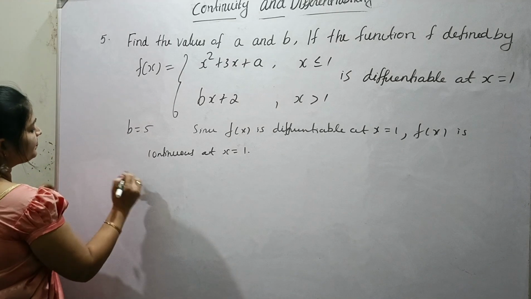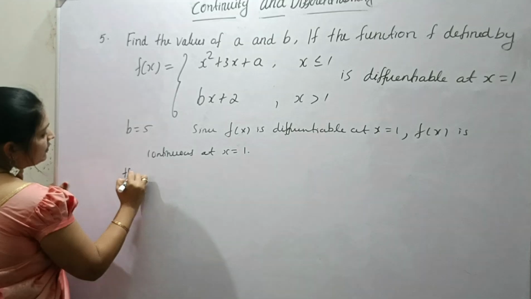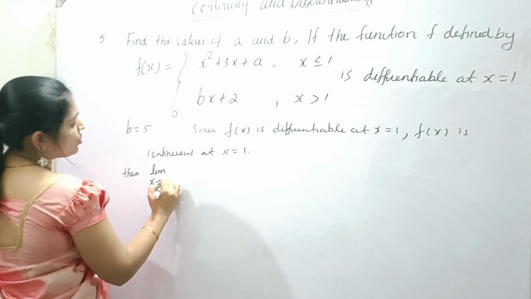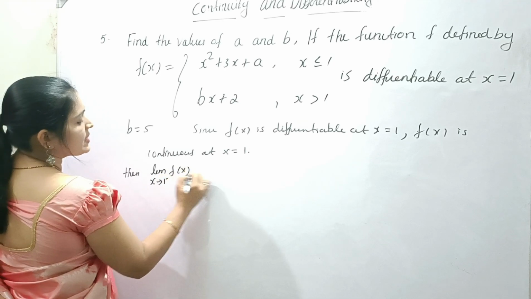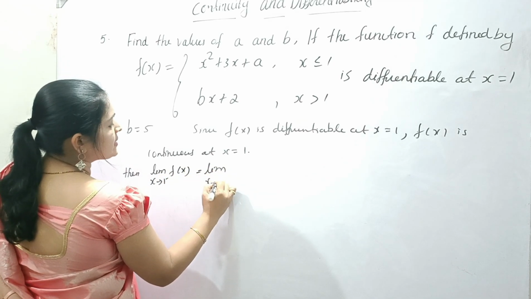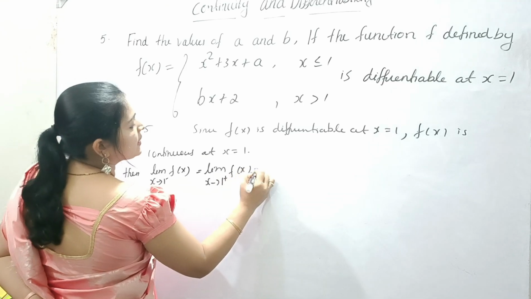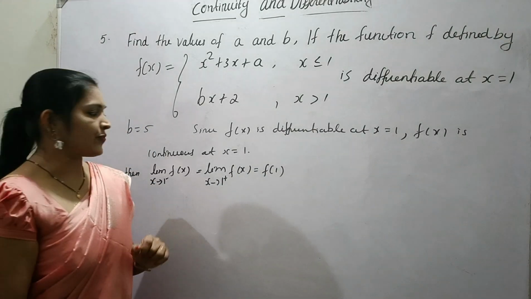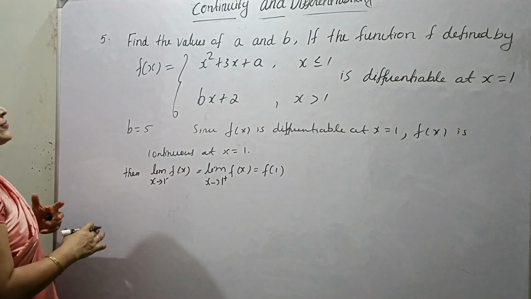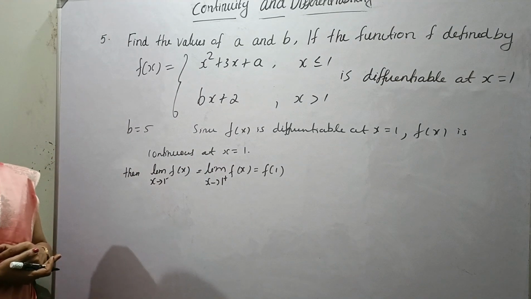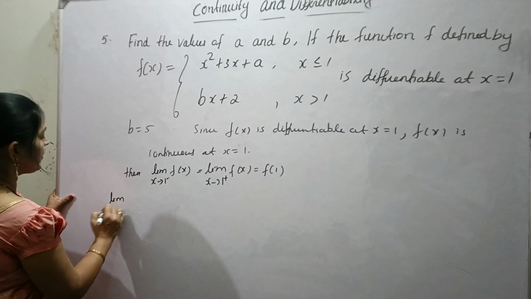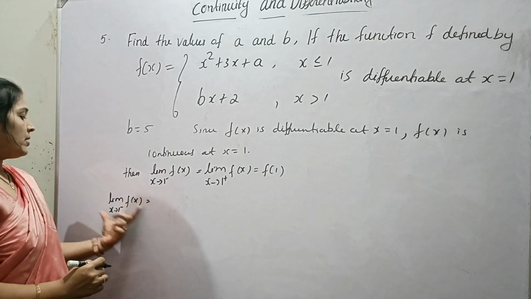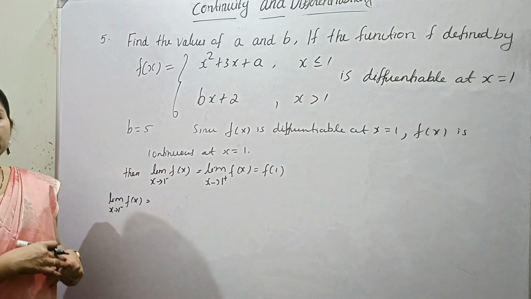Okay. So here, then left hand limit, that is limit x tends to 1 minus f of x, that is equal to limit x tends to 1 plus f of x, that is equal to f of 1. Okay, it is the definition of the continuous function. Okay, so here let's find left hand limit and right hand limit. So here left hand limit, limit x tends to 1 minus f of x is equal to, here x tends to 1 minus, that means x less than 1.